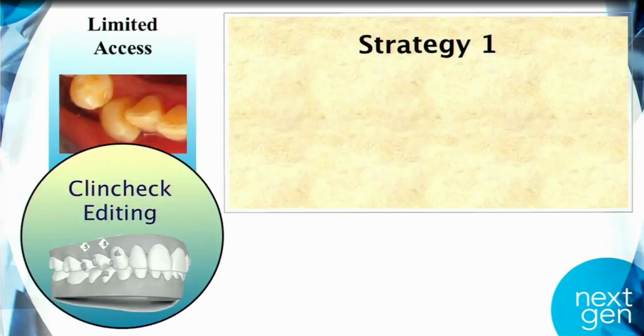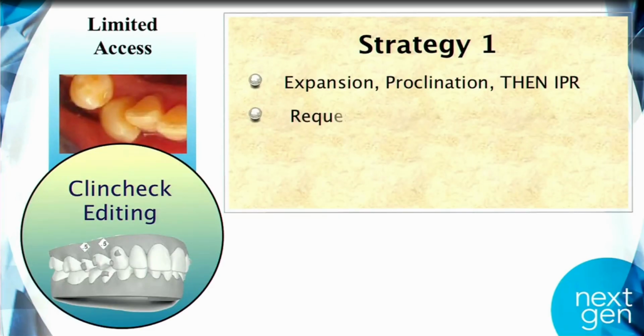All right. So, still during the editing, here's the strategy. Expand, procline, then IPR. Request IPR as late as possible. There are no specific numbers for that. It's not that it has to be at aligner 25, because every case is a different length. So I just ask Frank to make it as late as he possibly can.